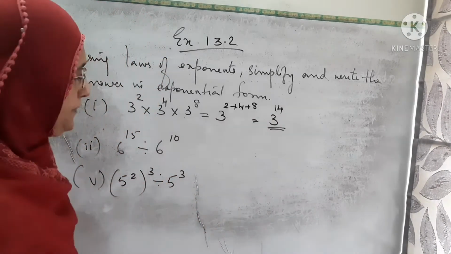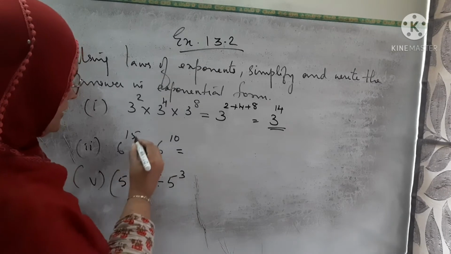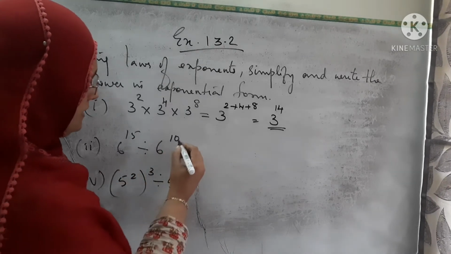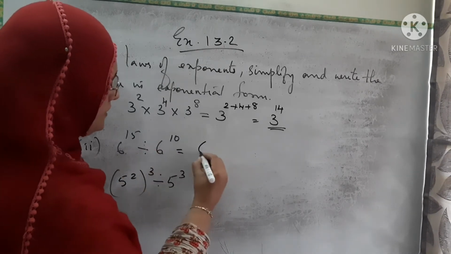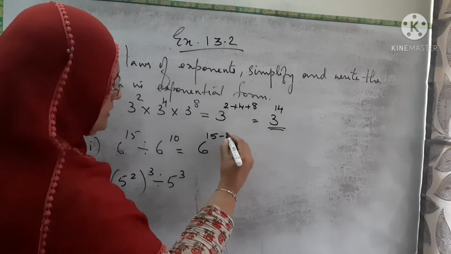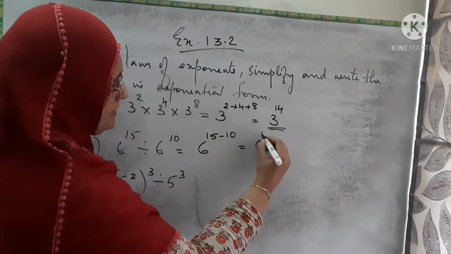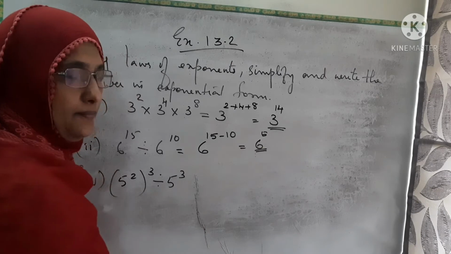Very simple, no? Now next is 6 raised to 15 divided by 6 raised to 10. Here division and bases are same. So it will be 6 raised to 15 minus 10. So the answer is 6 raised to 5.